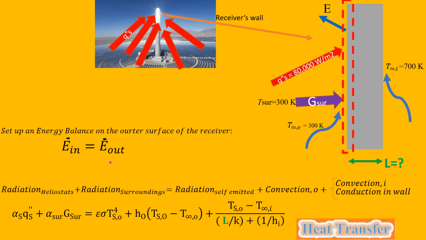Okay, let's write up all this information that we have here. First, I just wrote it out with words so we can have a better understanding. Energy in is the radiation from the heliostats and the radiation from the surroundings. On the outside, we have the self-emitted radiation and the convection, and these two working together on this side, the conduction and the internal convection.